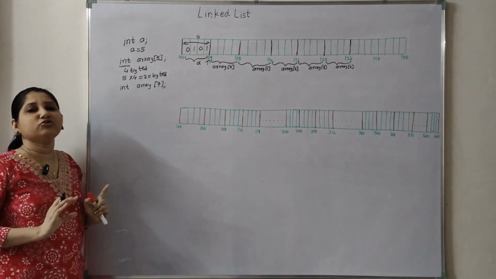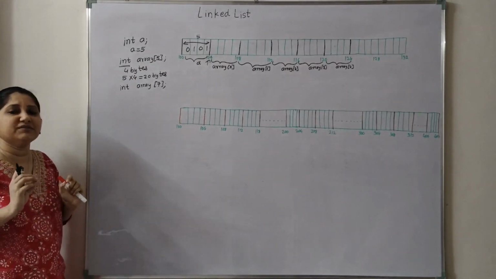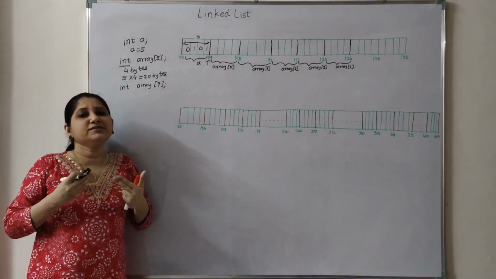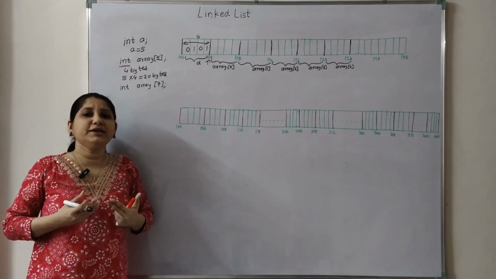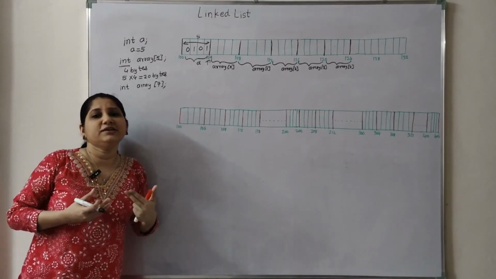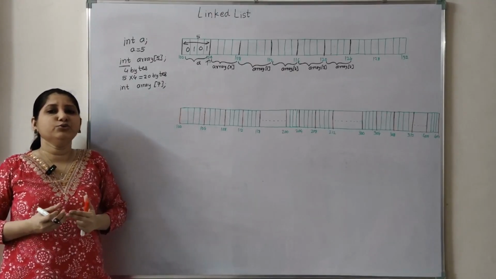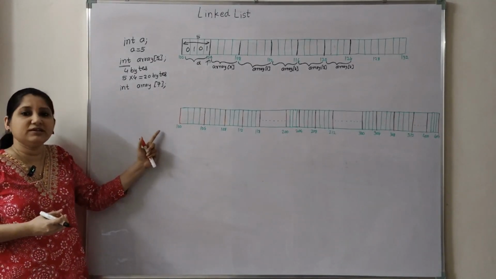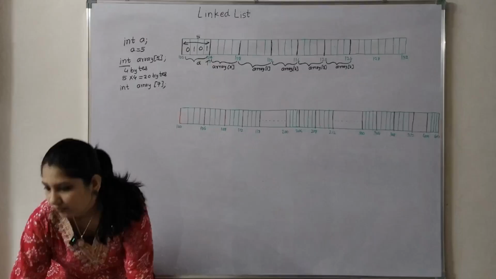Suppose in case of our linked list, we are specifying the number of elements as 3. If you want to insert any element or delete any element, we can easily insert and easily delete the new element in our linked list. So that's why we can see how this linked list will be stored in our memory location.